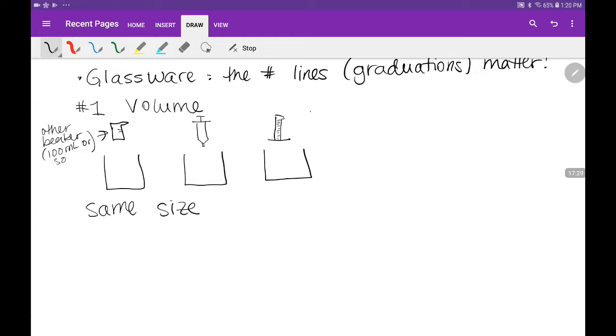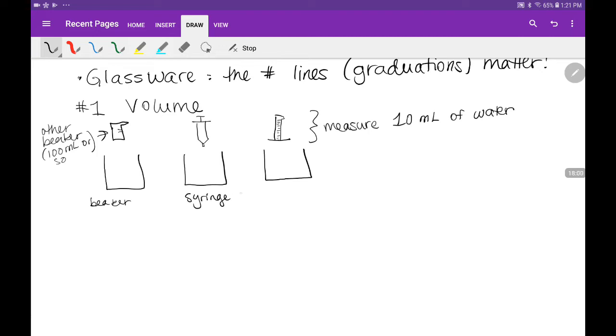Okay, and for each one of these, you are going to measure. Let me see. What's the volume we are measuring? We are measuring 10 mils of water using a beaker, using a syringe. So beaker, syringe, and a graduated cylinder.